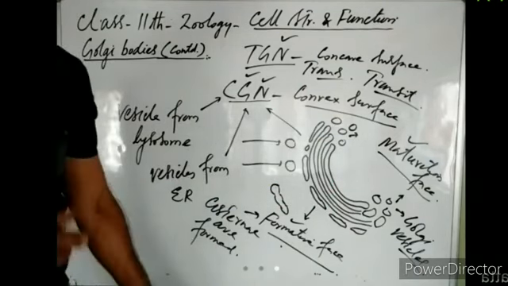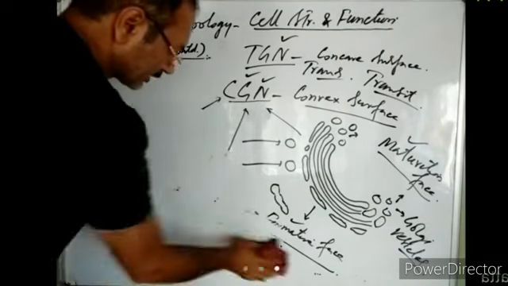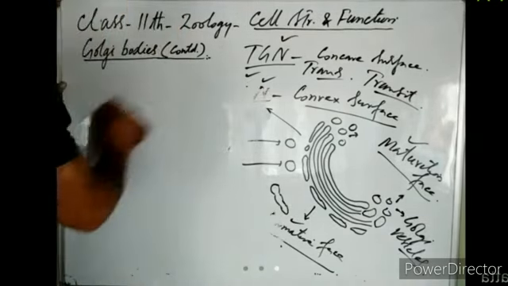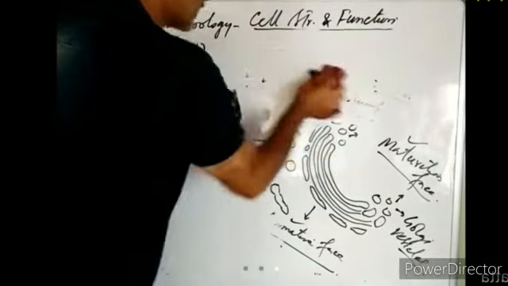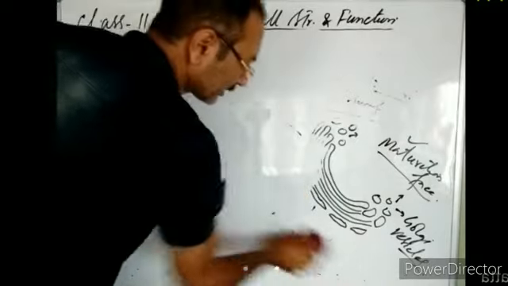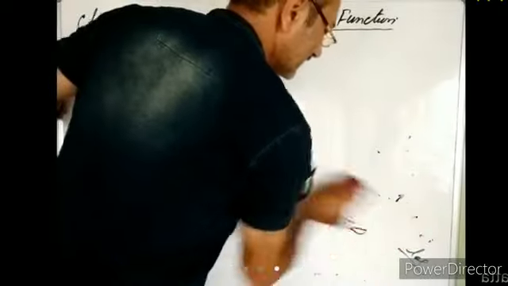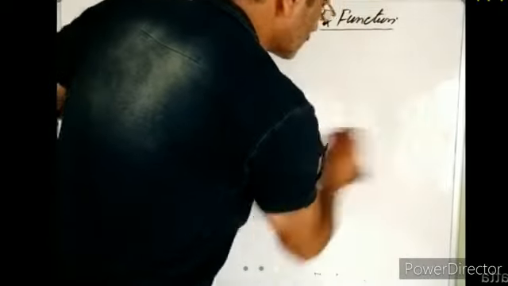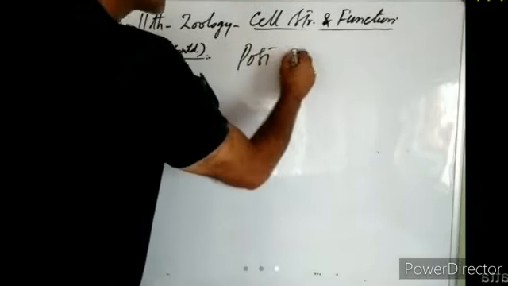Now, what is the function of this Golgi body? As I told you yesterday, Golgi bodies are commonly known as the post office of the cell. So what do you understand by post office? As I just told you, it receives materials.